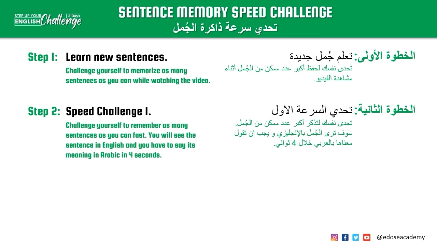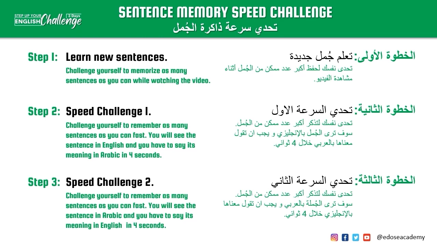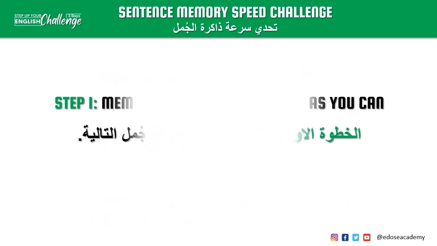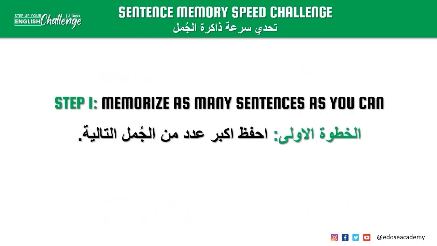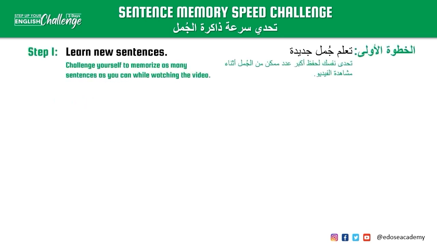You will see the sentence in English and you have to say its meaning in Arabic in 4 seconds. Step number 3, speed challenge 2. Challenge yourself to remember as many sentences as you can fast. You will see the sentence in Arabic and you have to say its meaning in English in 4 seconds. Let's begin with step number 1. Memorize as many sentences as you can. Learn new sentences and repeat the sentences loudly. Let's begin.